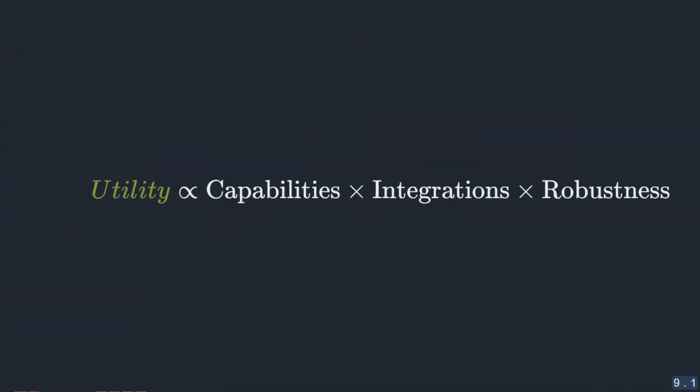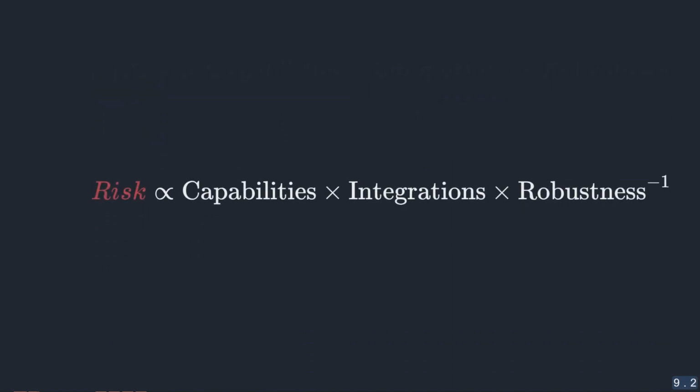And so I think the unfortunate thing here is the fact that the utility that we get from these models is proportional to how capable they are, how integrated they are, and how robust they are. And the risks that we are facing is almost the same, except that it's the inverse of robustness, right? The fragility. The higher the fragility, the higher the risk. But also capabilities and integrations are increasing the risk proportionately. And this is a huge problem because recently, as we've just seen, robustness has been going down, capabilities have been going up, and integrations have been going way up. So the risk is also way up there.